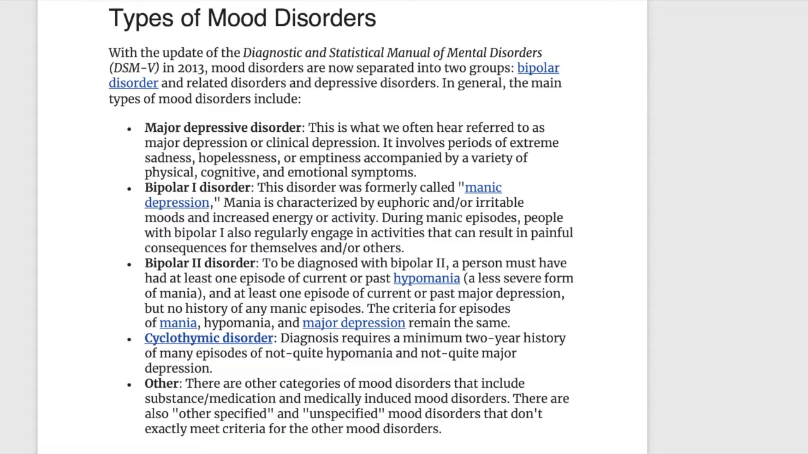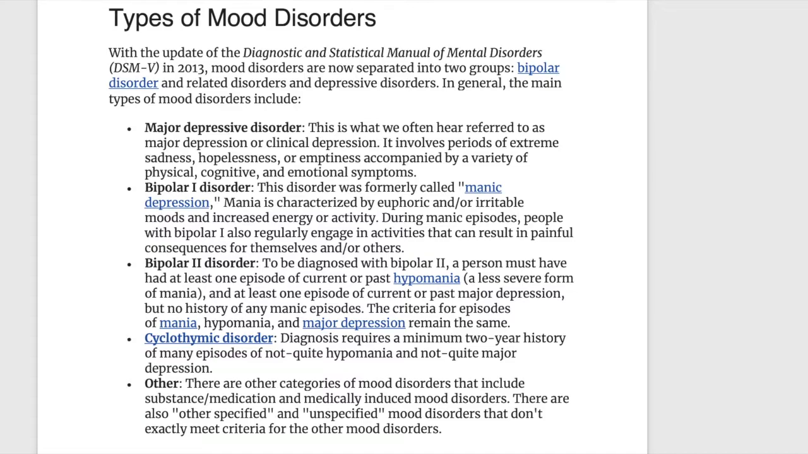Bipolar 1 is really characterized by its mania. This is what sets bipolar 1 and bipolar 2 apart. The mania is the manic episodes with very increased energy, and it can result in really painful consequences, as it says here. Whereas for bipolar 2, a person must have had at least one episode of current or past hypomania, which is less severe than bipolar 1, and at least one episode of current or past major depression. Everything else, the criteria for episodes of mania, hypomania, and major depression, are the same.